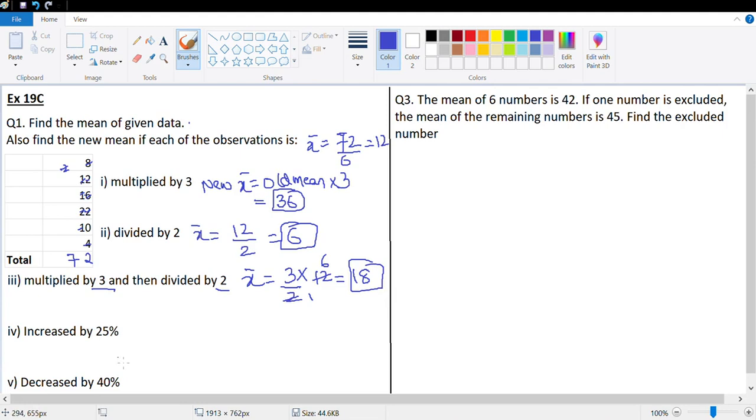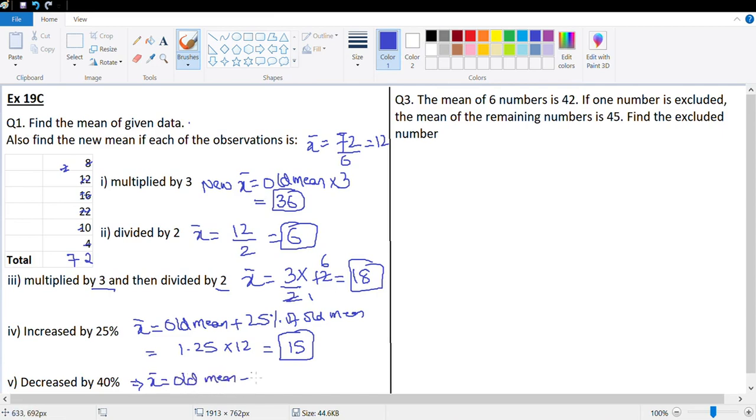The next one is increased by 25%. So new mean will be equal to old mean plus 25% of old mean. Increasing by 25%, which means it will be equal to 1.25 multiplied with 12. That's 25% extra, which is equal to 15. Perfect. Decreased by 40%, which will be new mean is equal to old mean minus 40% of old mean, which means we're looking at 60% of 12, which is equal to 7.2. So basic calculations. Let's look at the next question.